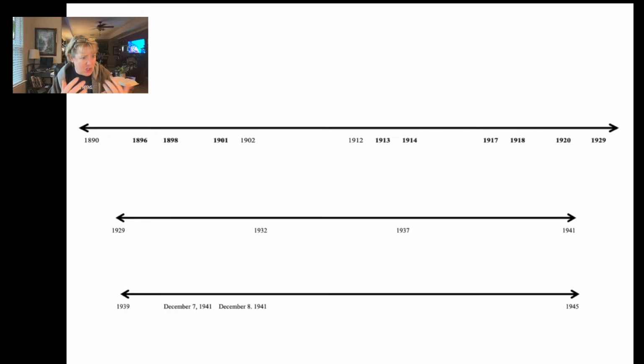But then the big shift is going to happen in 1929 with the Great Depression. The stock market's going to crash, and we're going to go into this depression for the next 11, 12 years. That's a whole other topic of study. And then there'll be another shift starting in 1939 with the start of World War II. So if you break it down this way, it's a little bit more manageable.